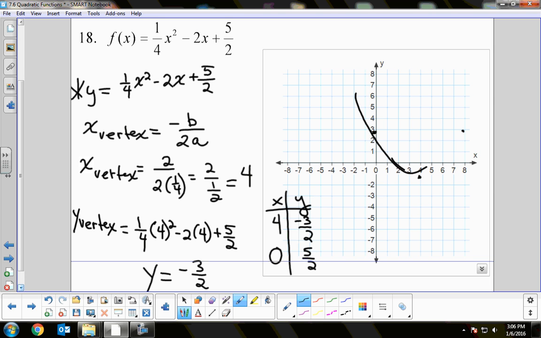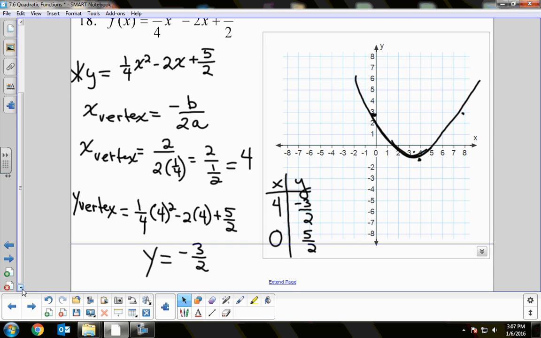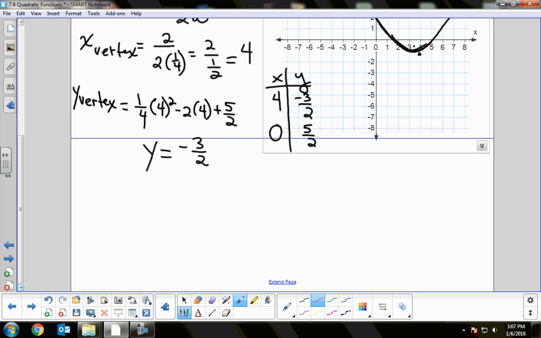And now I can draw my parabola. Again, what's the minimum value here? We see it's a minimum because the parabola has a low point. And the minimum value is this negative 3/2 because the vertex is at its minimum and the vertex was 4, negative 3/2. So negative 3/2 is the minimum.